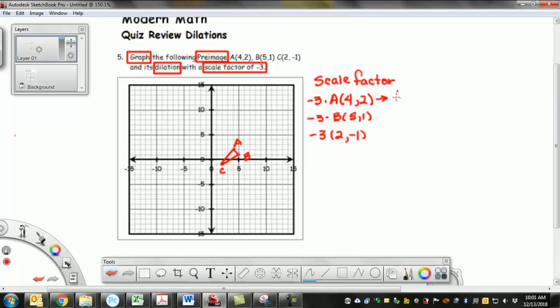A prime becomes -12 and -6. B prime is -15 and -3. And then finally C prime has to be -6, and then on that one it's a +3 instead of a -3. Okay, now we just need to graph our points.